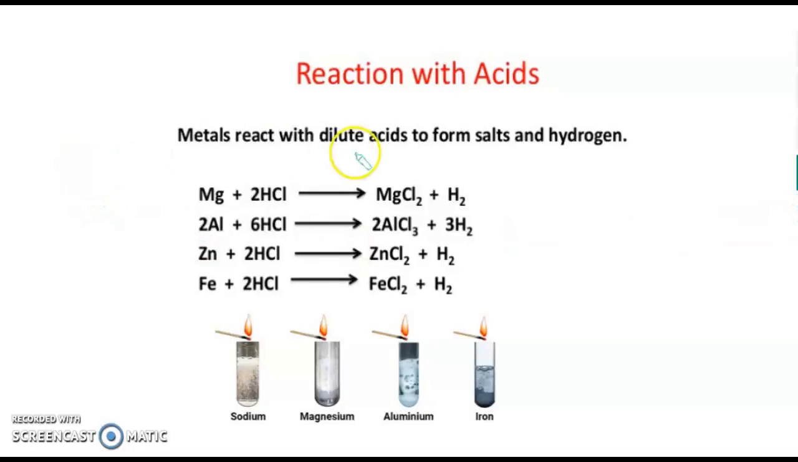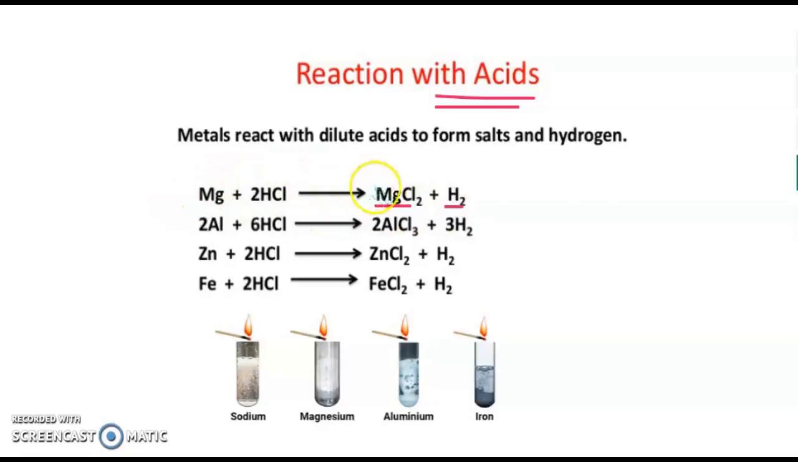The next is how metal reacts with acids. We have studied about acids and bases in our previous class. So what will happen when a metal is reacted with an acid? HCl means hydrochloric acid. So what would happen when a metal, that is magnesium, aluminium, zinc or iron, is reacted with HCl, that is hydrochloric acid? It is observed that when a metal is reacted with an acid, it gives you salt and hydrogen.